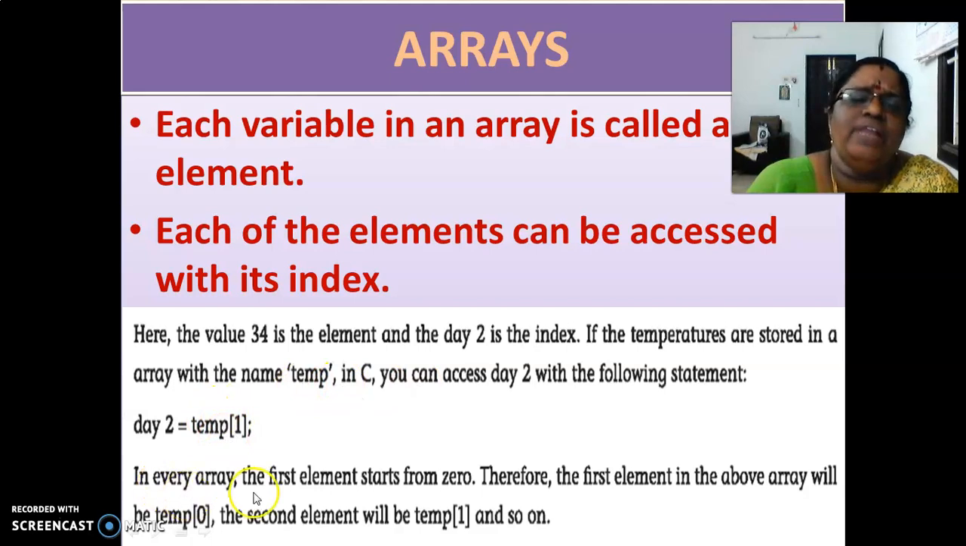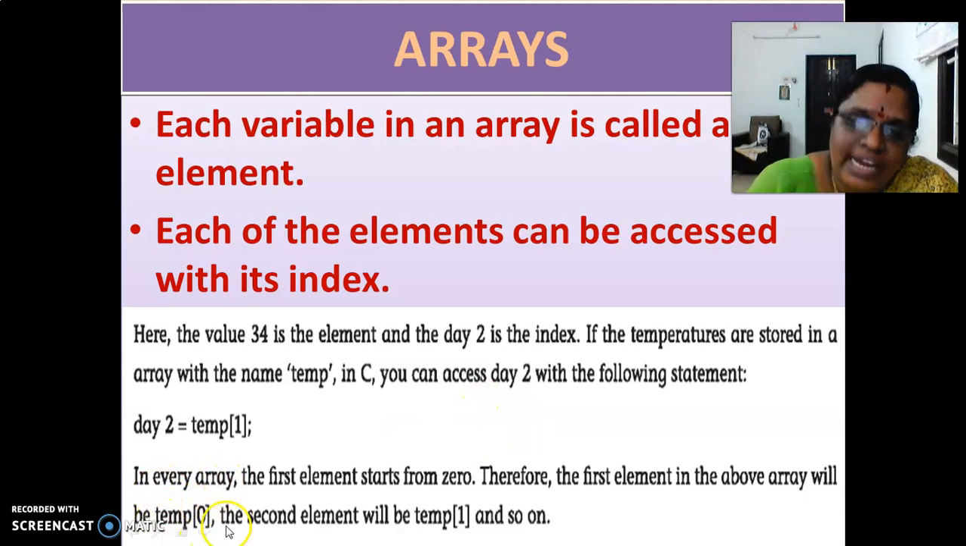In every array, the first element starts from 0. So temp[0] has some value, temp[1] has 34 and temp[2] has the next. Therefore the first element in the above array will be temp[0], the second element will be temp[1] and so on. Okay. So if our array consists of 50 elements, from 0 to 49 will be there. If it is 10, from 0 to 9. 0 is the first element, 1 is the second element, 2 is the third.